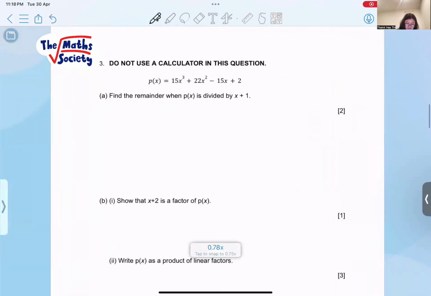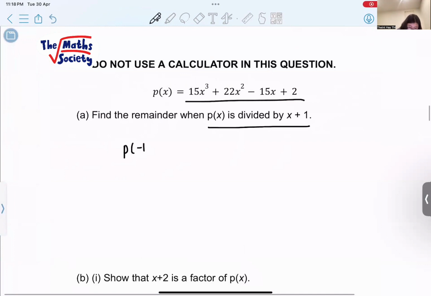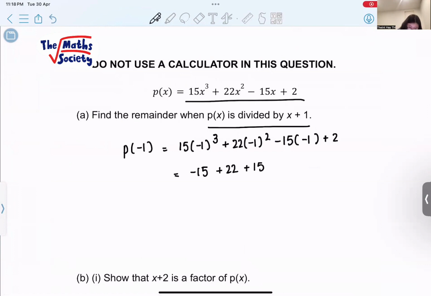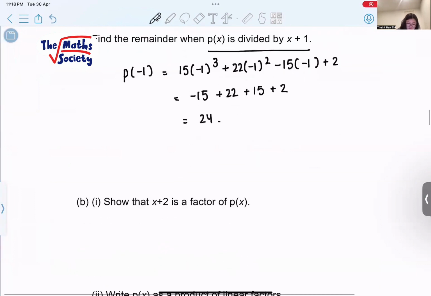Okay, so now we go into question 3 and it says, do not use a calculator here. We have the p of x, find the remainder of p of x when divided by x plus 1. So now p of minus 1, yeah? So it's going to be 15 times minus 1 cubed plus 22 times minus 1 squared minus 16 times minus 1 plus 2. So it's going to be minus 15 plus 22 plus 15 plus 2. You have 24. The 15s cancel out, and 22 plus 2 is equal to 24.